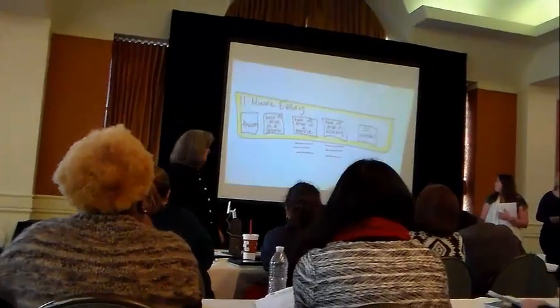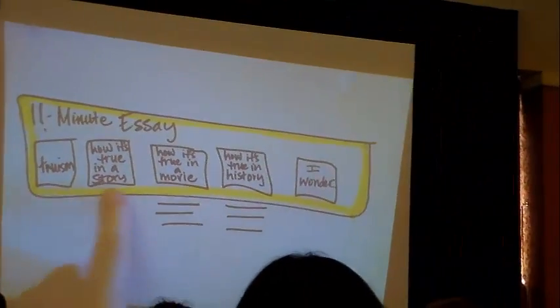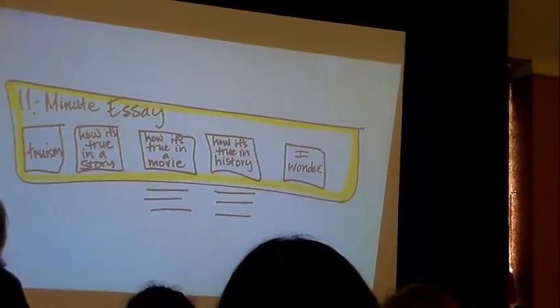Choose where your eyes are moving. You can do something like this. Give it to somebody from your class. Here's the structure. The 11-minute essay starts with a truism, how it's true in a story, how it's true in a movie, how it's true in history, and then something that leaves you wondering.